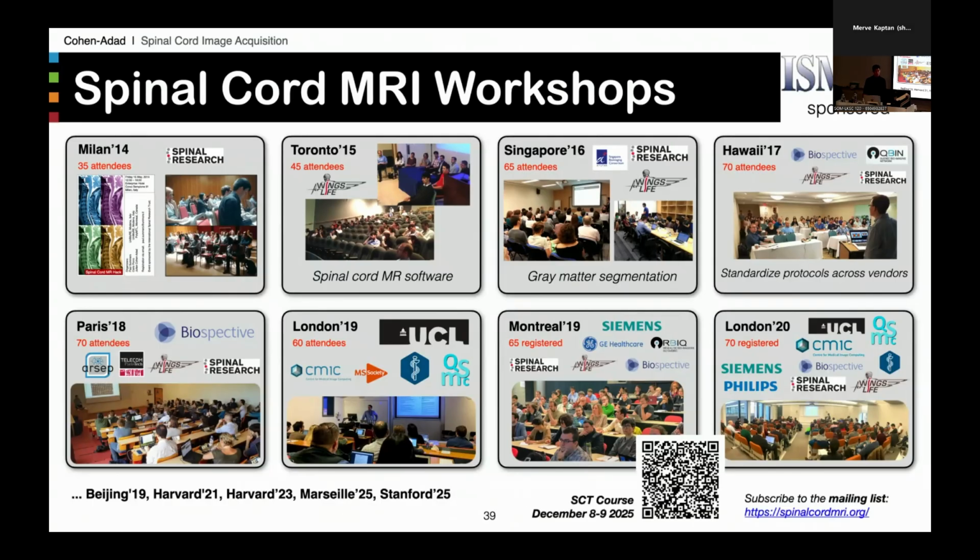So to make people aware of them, we should also improve our digital and online communication. And one way to do that is this website called spinalcordmri.org. On this website, you have a list of all the workshops that have been happening and also that will happen in the future. There's a mailing list that you can subscribe to where all these communications will be sent. And on that website, there is also a link to a forum.